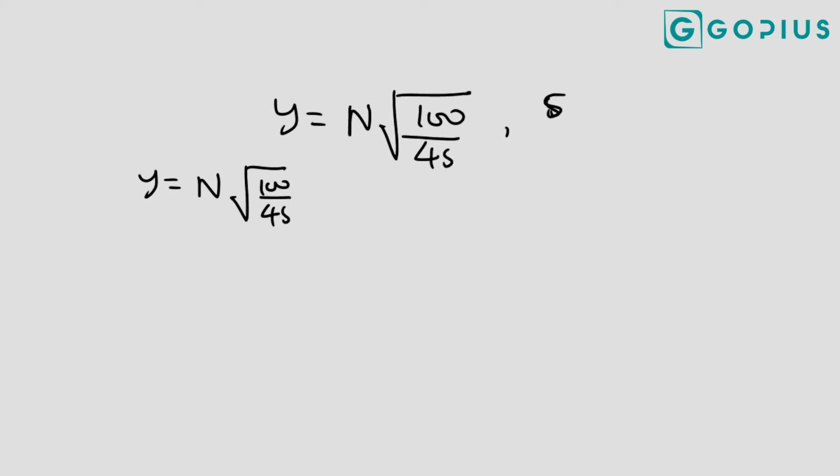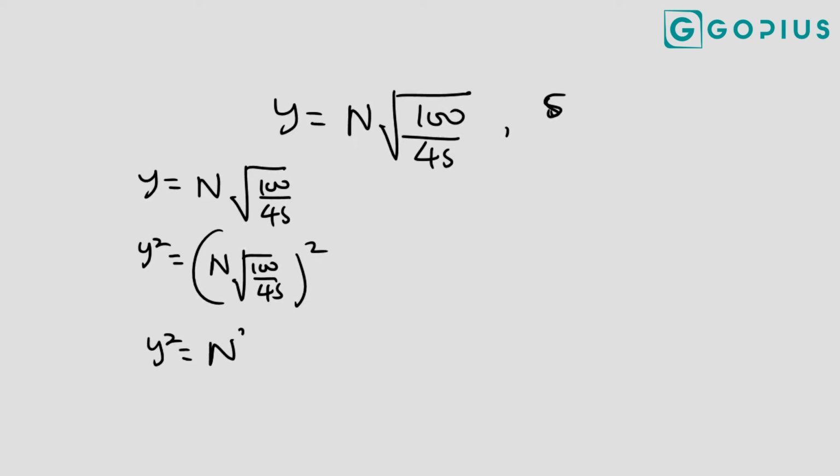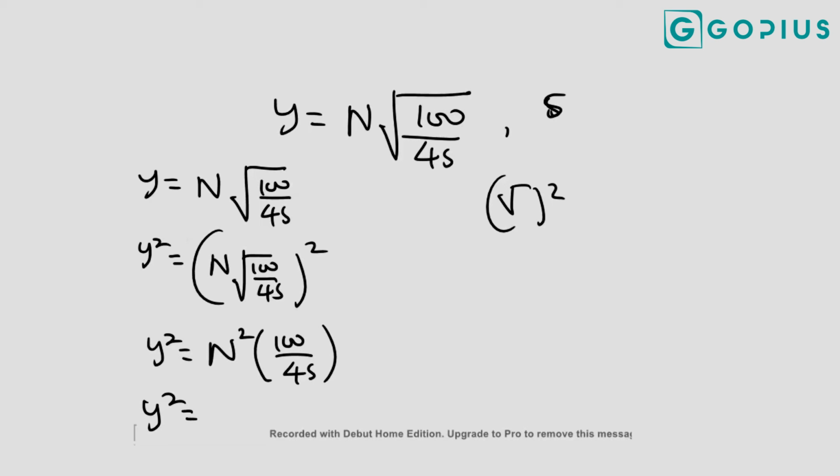So if we square both sides, we have y² equals n square root of 100 over 4s, all squared. We square both sides. So here we have y² equals, we pick n and square, we have n², and we square the square root. Now we are going to have 100 divided by 4s, because square root squared will always cancel each other away. Alright, so y² equals n² times 100 divided by 4s.